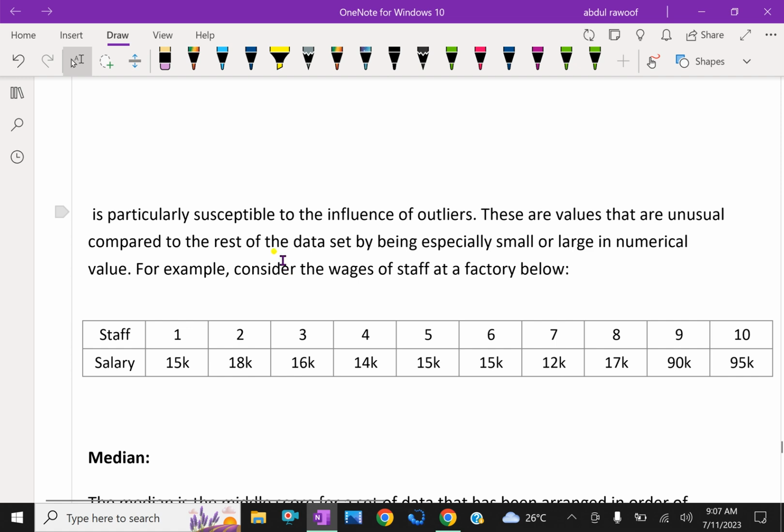The mean is particularly susceptible to the influence of outliers. These are values that are unusual compared to the rest of the data set by being especially small or large in numerical value.